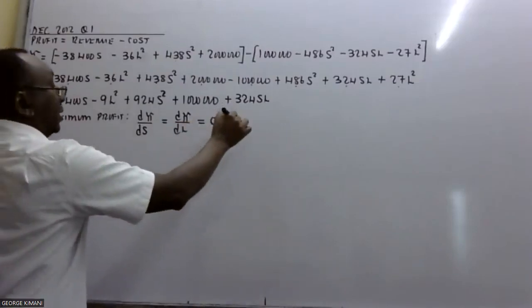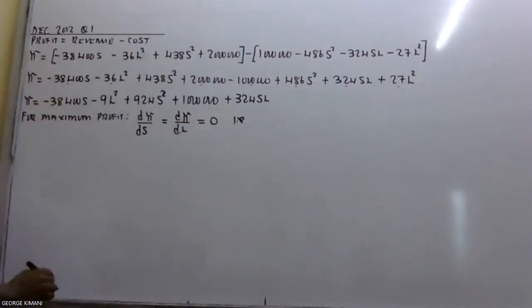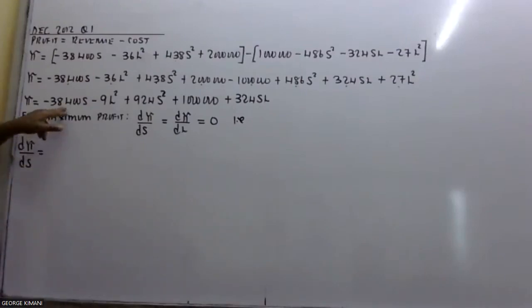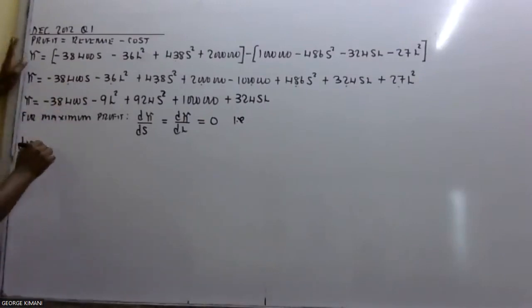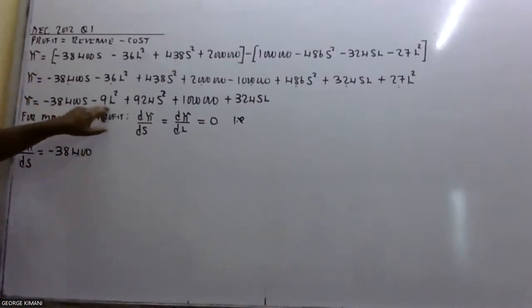Let us differentiate now pi with respect to S. So this one has S, which is raised to power 1, so it's going to end up as minus 38,400. You see, this one does not have S, so it becomes 0.